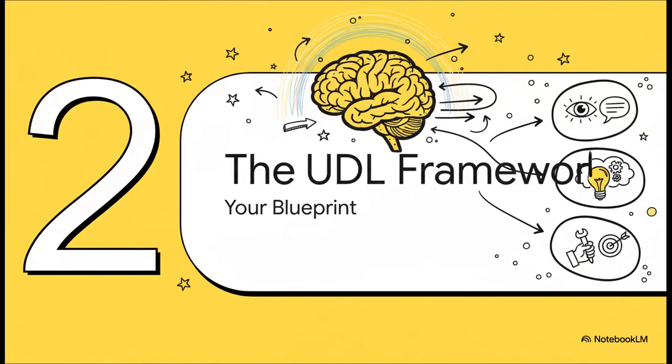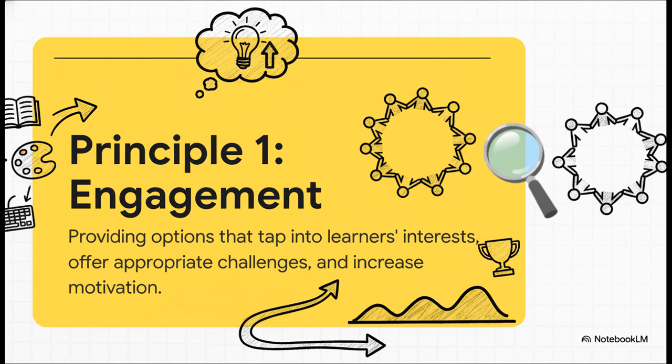So the big question is, how do we actually do this? Well, luckily, there's a fantastic blueprint. The gold standard for building accessible learning environments is a framework called Universal Design for Learning, or UDL for short. Let's break down its three main principles. It's actually pretty straightforward. Okay, principle number one is all about the why of learning.